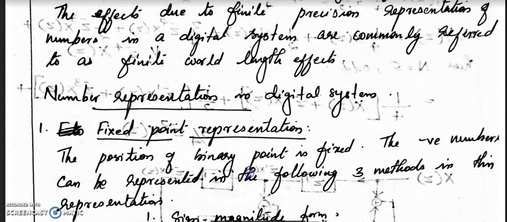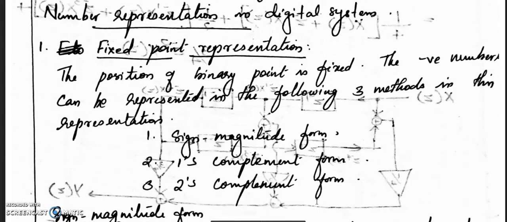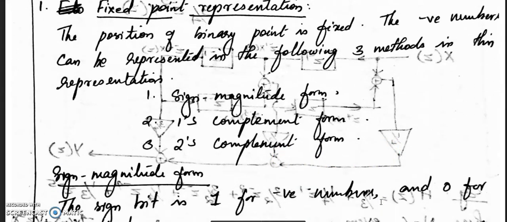Positive numbers are represented in binary form, as you know from decimal to binary conversion. And the negative number can be represented by the following three methods, which you have also seen in logic circuit design. The three methods are sign magnitude form, ones complement form, and two's complement form. First, sign magnitude form.